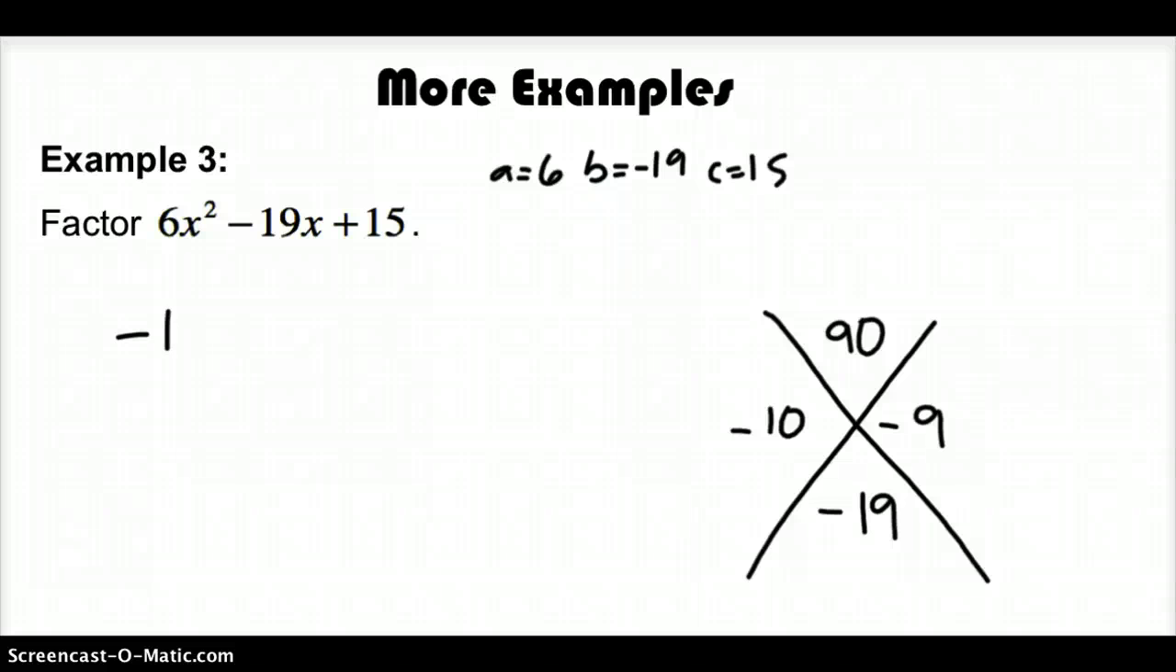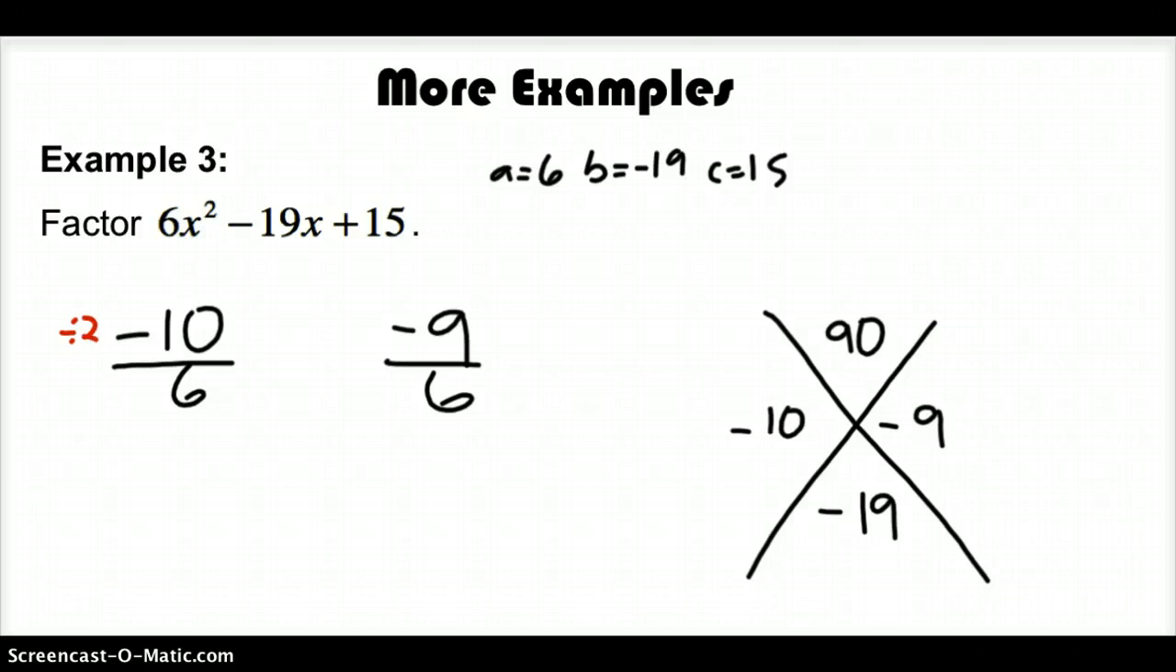Notice I'm not writing the steps for you this time. I'm going to now divide by my A value. I'm going to reduce my fractions. I know that I can divide both the top and the bottom here by 2. I know that I can divide the top and the bottom here by 3. So when I reduce these fractions, I'll get now negative 5 over 3. And on this one, I'll get negative 3 over 2.